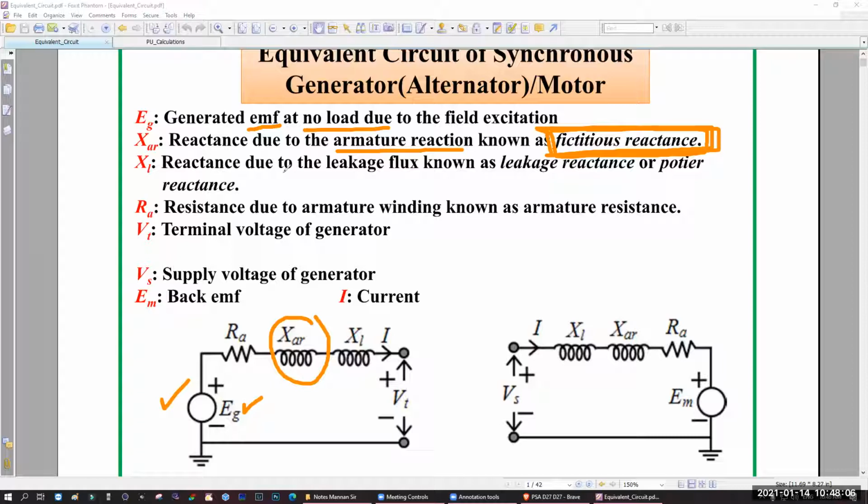XL, the reactance due to the leakage flux, known as leakage reactance. Okay? Leakage reactance, right?